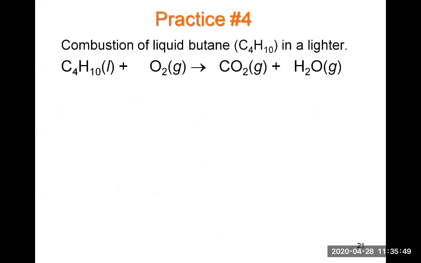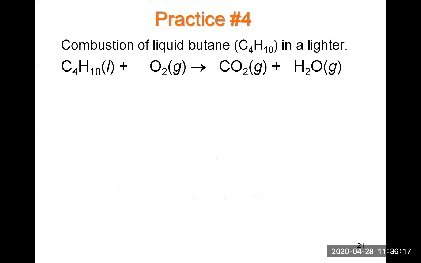Let's go through another practice and use the combustion of liquid butane in a lighter. So when you have a lighter, you roll the stone and it makes a spark, and it opens the container that contains the liquid butane, and the formula is C4H10, and that burns it. Combustion, remember, is synonymous to burning.